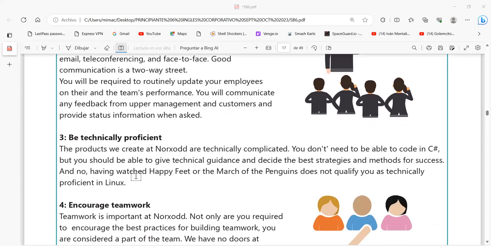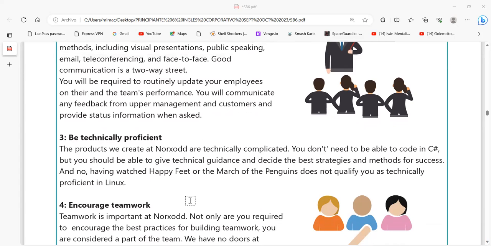Okay. Number three. Be technically proficient. The products we create at Noxol are technically complicated. You don't need to be able to code in C#, but you should be able to give technical guidance and decide the best strategies and methods for success. And not having watched Happy Feet or March of the Penguins does not qualify you as technically proficient in Linux. Okay, very well.